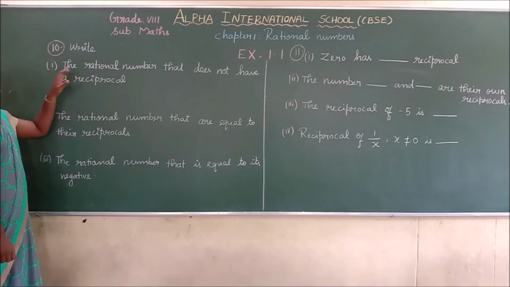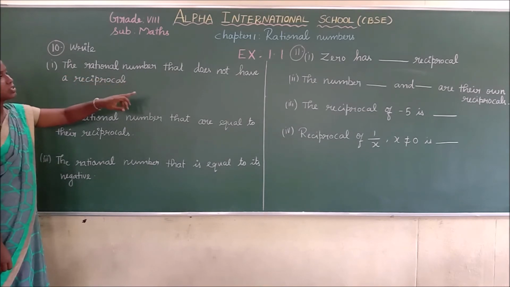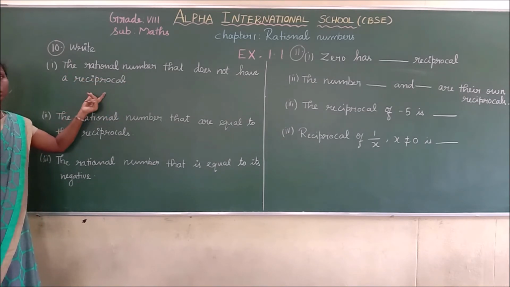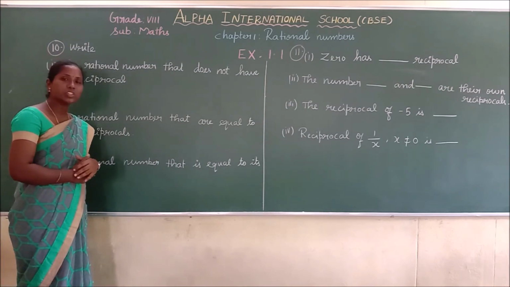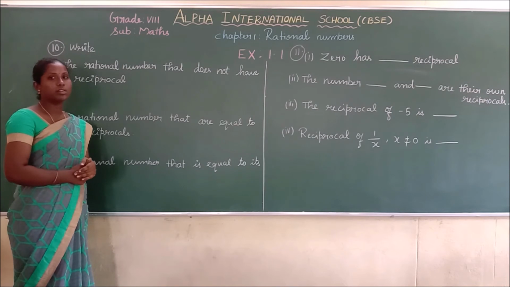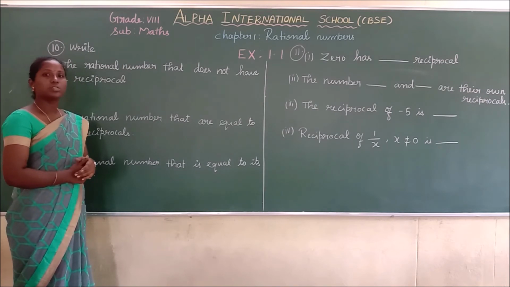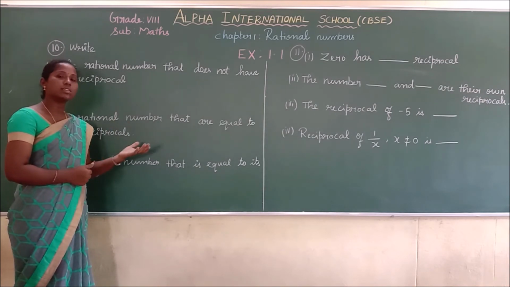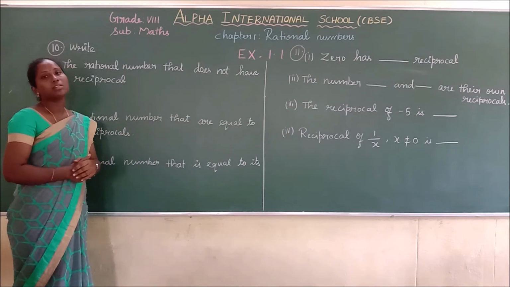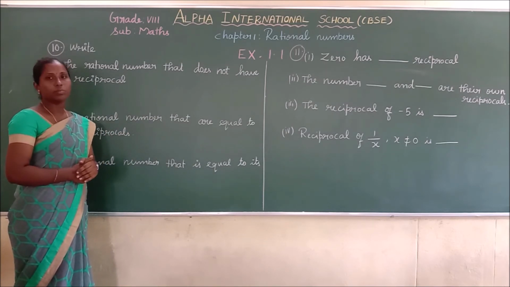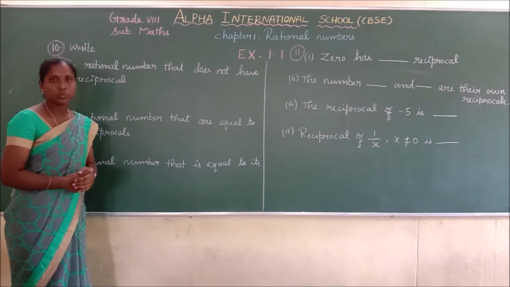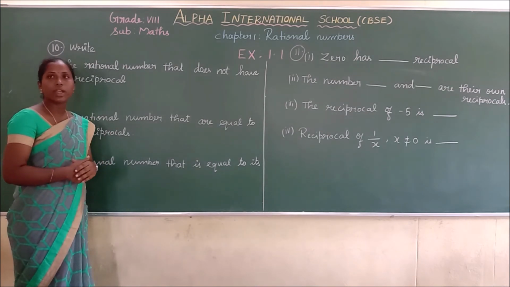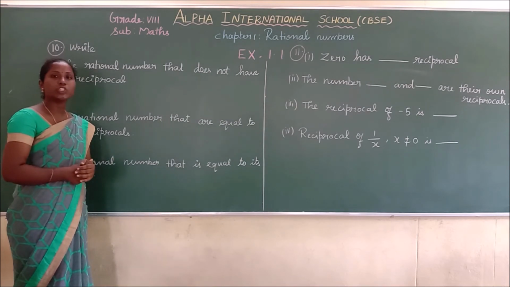See here, 10th problem: write the rational number that does not have a reciprocal. So which rational number does not have a reciprocal? Think. Rational number 0. 0 is a whole number, but we already saw how to write 0 as a rational number. Because 0 by 1, we can take any denominator for 0, then it becomes in the form of a fraction, so we can say that it is a rational number.